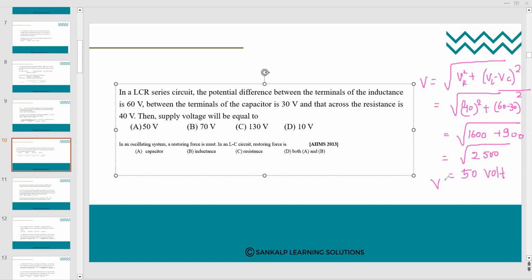Here, a restoring force is because of the inductance. That is option B. Inductance is the correct answer here. Option B, inductance. Okay.